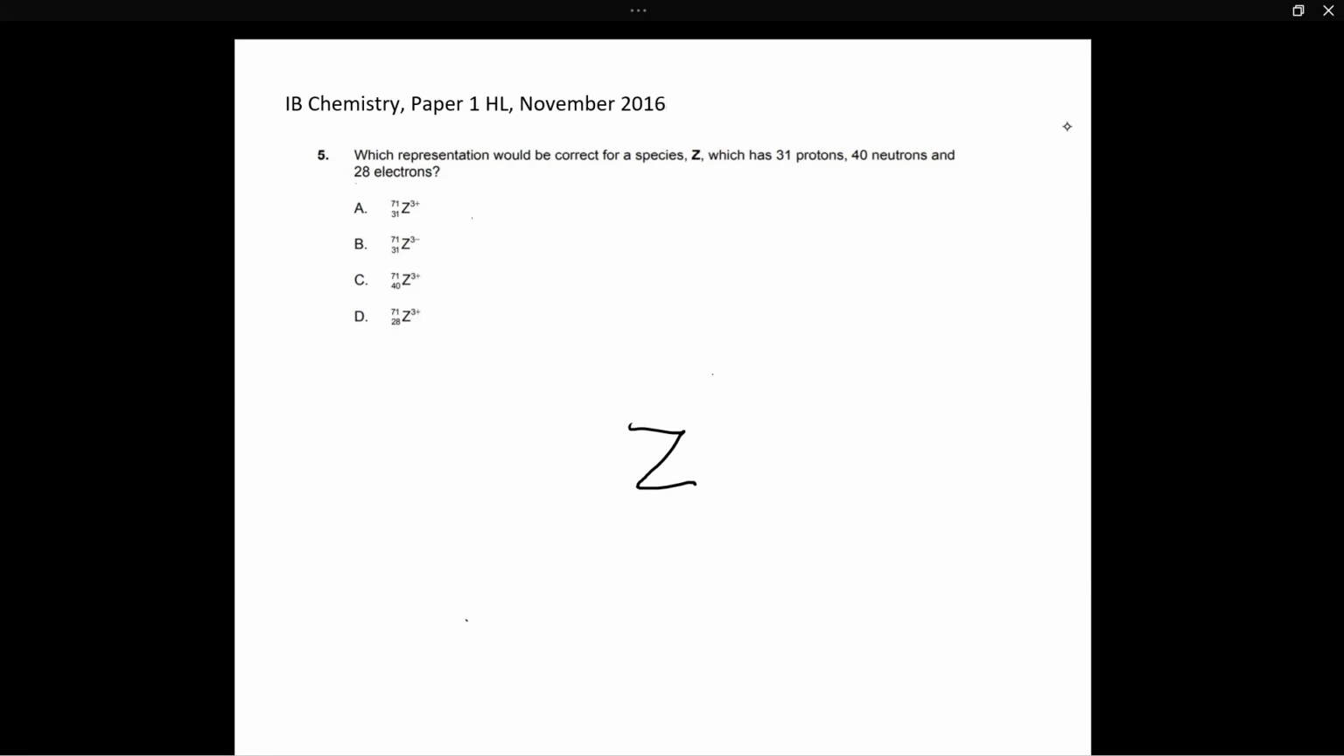They've told us it has 31 protons and 40 neutrons. And this number on top, which is written over here, is the mass number. And the mass number is basically equal to protons plus neutrons. And this has 31 protons and 40 neutrons. That would give us a value of 71. So Z would have a mass number of 71.